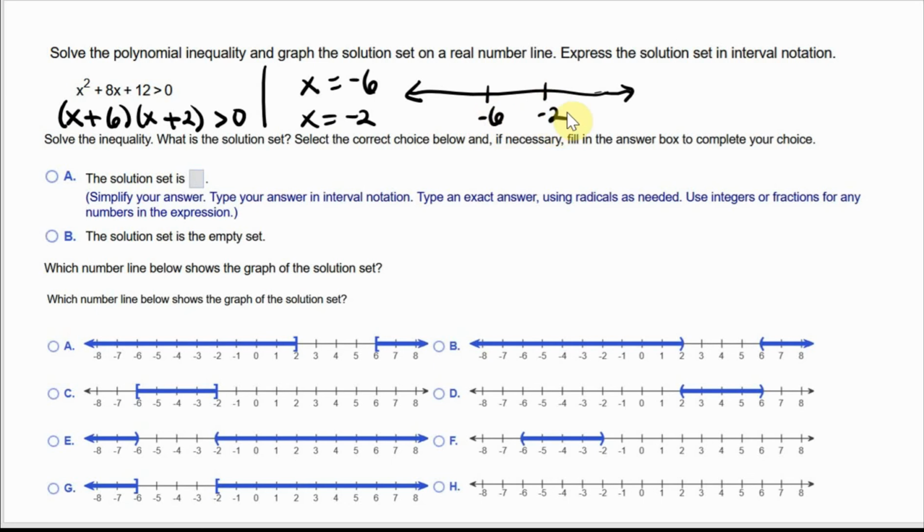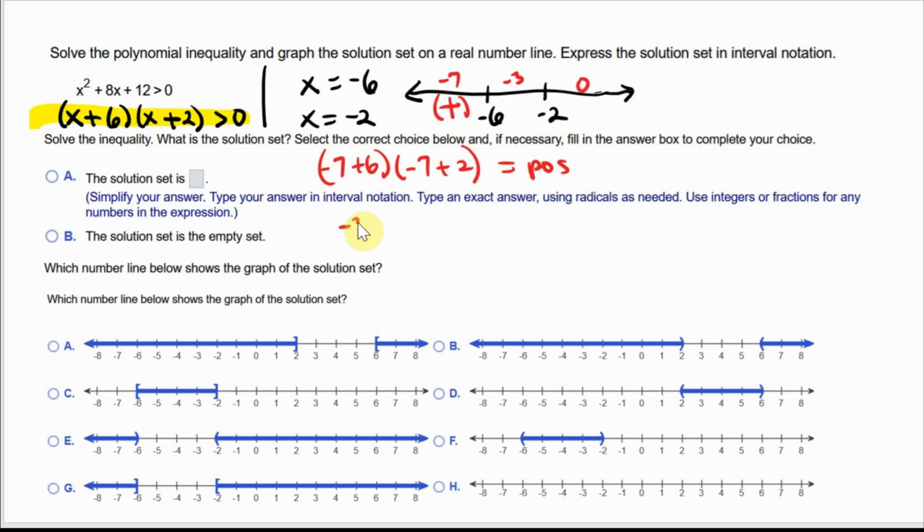Now we're going to determine the sign of each interval by taking a test number. We're going to take that test number, plug it back in for x in this inequality here. So let's just say we test -7 there, -3, and then we'll test the 0 over there. If you test -7, I have (-7 + 6)(-7 + 2). That gives me negative and negative, so it gives me a positive. I'm going to say plus sign over here.